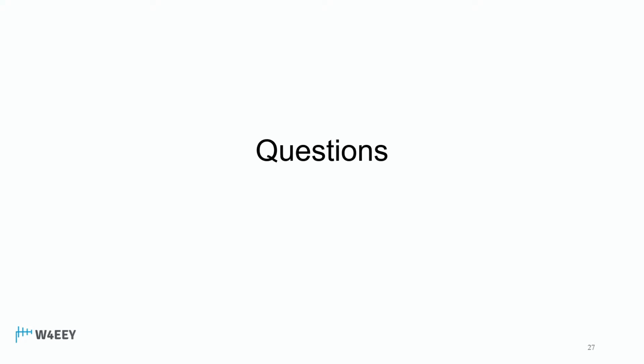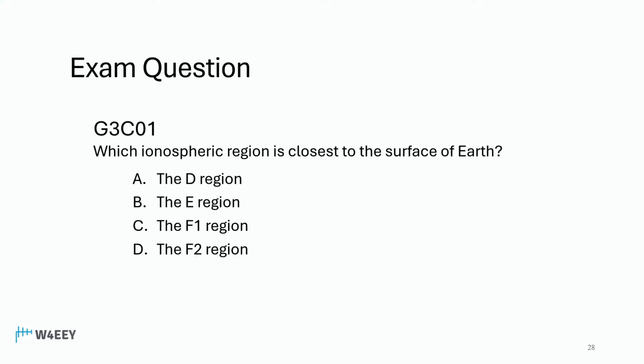All right, some questions now. See if we absorbed all of this. Which ionospheric region is closest to the surface of the Earth? And give us just a couple seconds before answering, if you would, please. Alpha. Alpha, the D region.